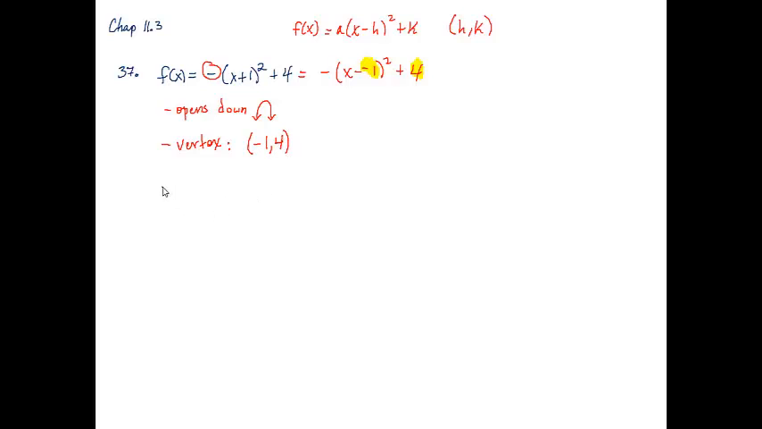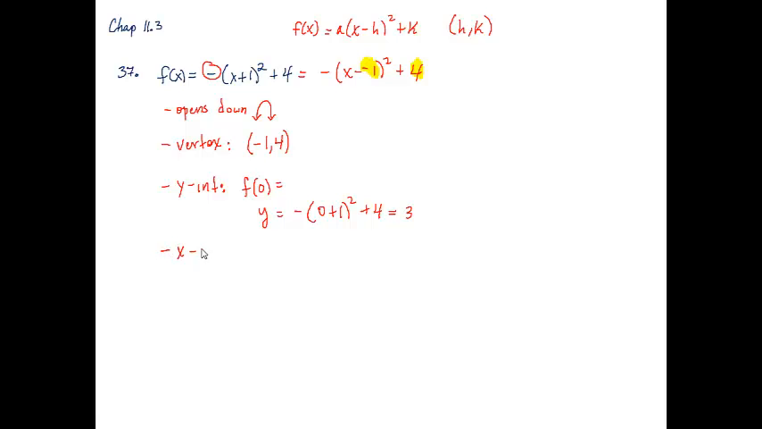Great. Now let's find the y-intercept. The y-intercept is when you plug 0 in for x, right? So this becomes f of 0, which is the same as saying y, is equal to negative 0 plus 1 squared plus 4, which should be 3. So you have a y-intercept of 3.